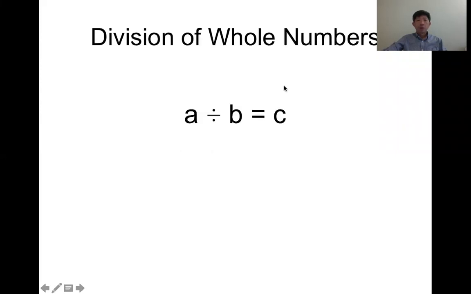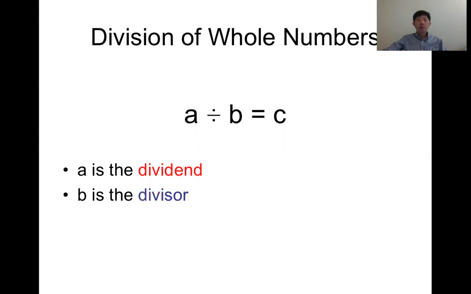Division of whole numbers: we have A divided by B equals C. And what does the A mean? A is the dividend. B is the divisor. And C is called the quotient.